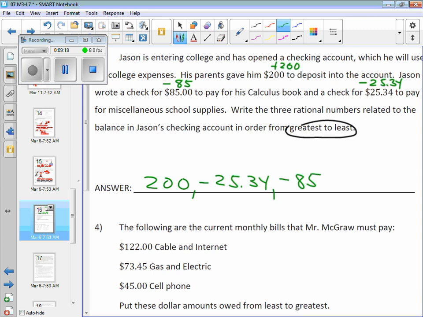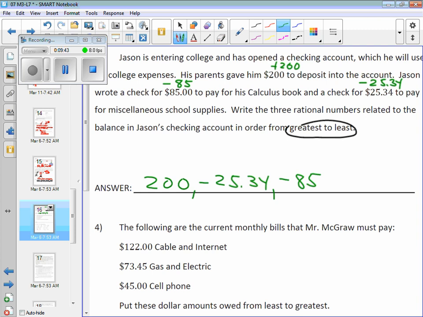Uh-oh. I thought that 200 was overall, like he gave him $200 and you have to figure out, like they gave you two numbers and what's the third number that would add up to 200? No, they just wanted you to take those numbers and put them in order as they're written in the word problem.